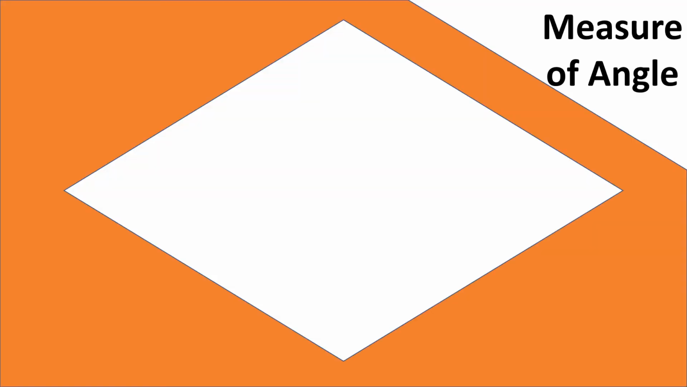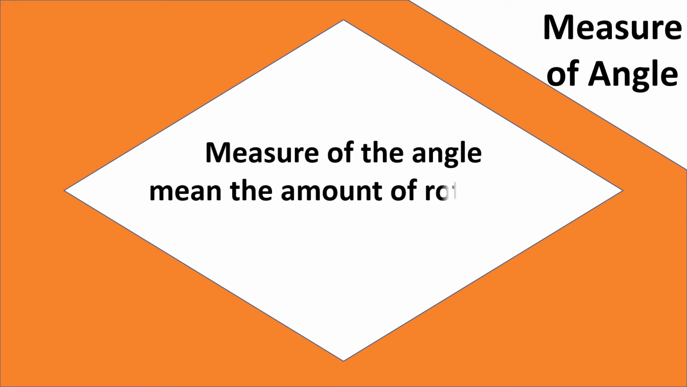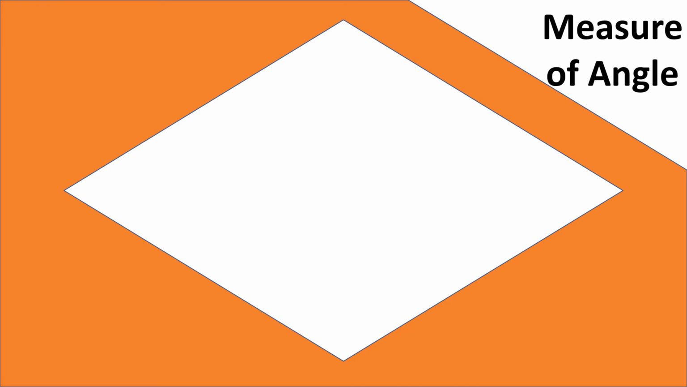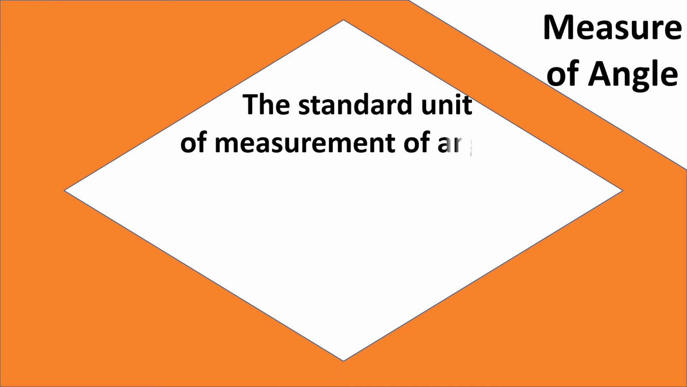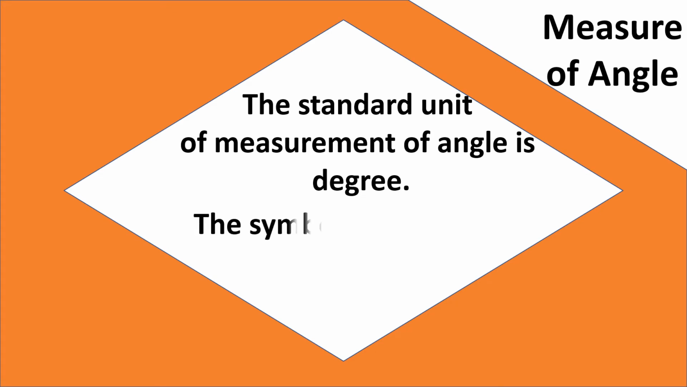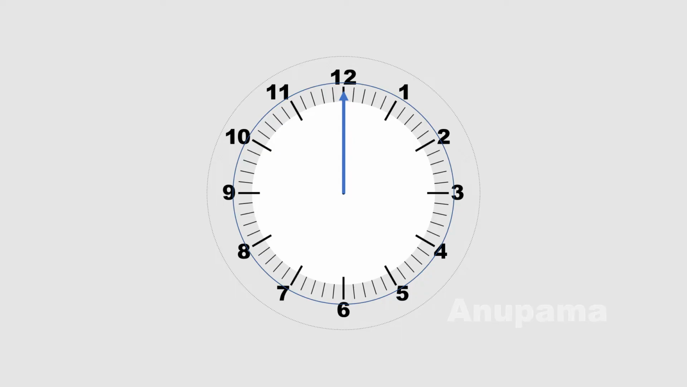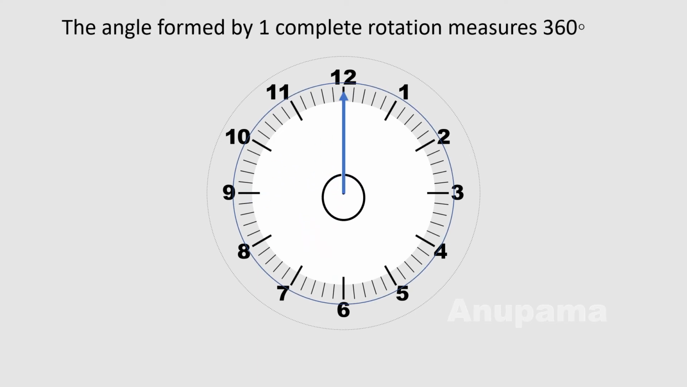So, measure of an angle. Measure of the angle means the amount of rotation. And just like the standard unit of length, weight and mass, there is a standard unit of measurement of angle too, and it is degree. And the symbol of degree is this. So when this minute hand moves, it completes one rotation, and one complete rotation measures 360 degrees.